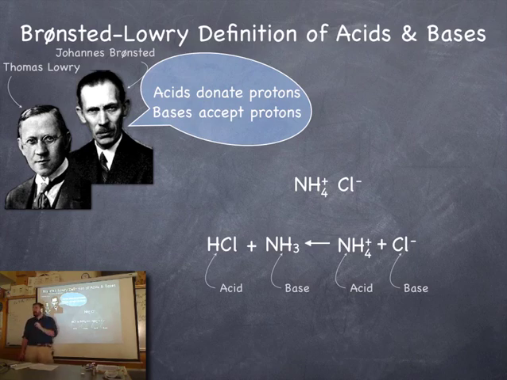To figure out whether something is an acid or a base, you look for the transfer of the hydrogen. If the substance gains a hydrogen, it's a base. If the substance loses a hydrogen, it's an acid. It's that simple. If I'm going this direction, HCl gives off a hydrogen, NH3 gains it, and we become NH4 and Cl-. But when we're going backwards, the NH4 gives off a hydrogen, it functions as an acid. Cl- gains a hydrogen, functions as a base.